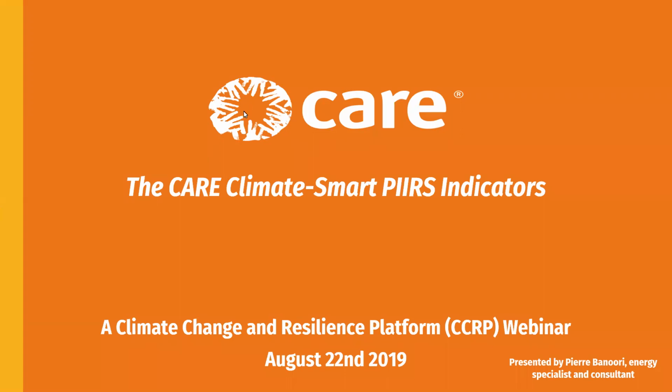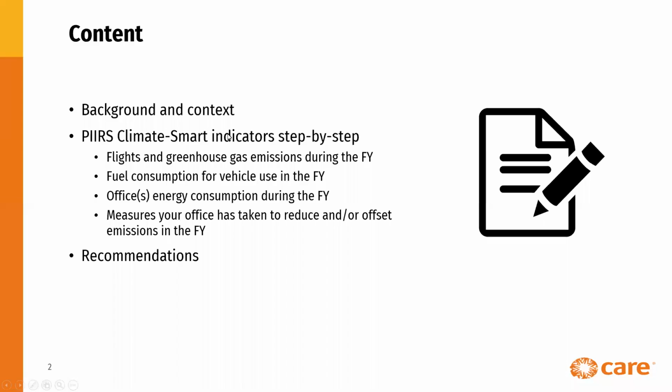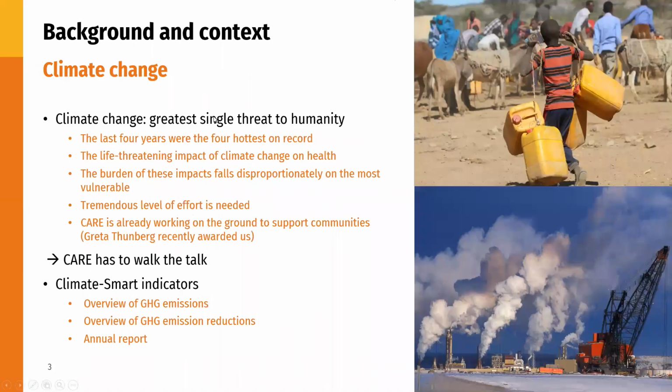So in this presentation, there's a bit of overview of the content here. We'll take you through first some background and context. Secondly, going through the PIIRS Climate Smart indicators in a step-by-step fashion. Finally, ending with some recommendations. So, a bit of background and context.